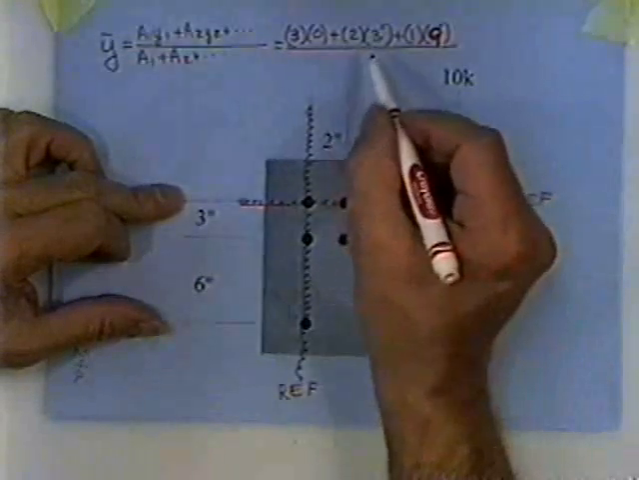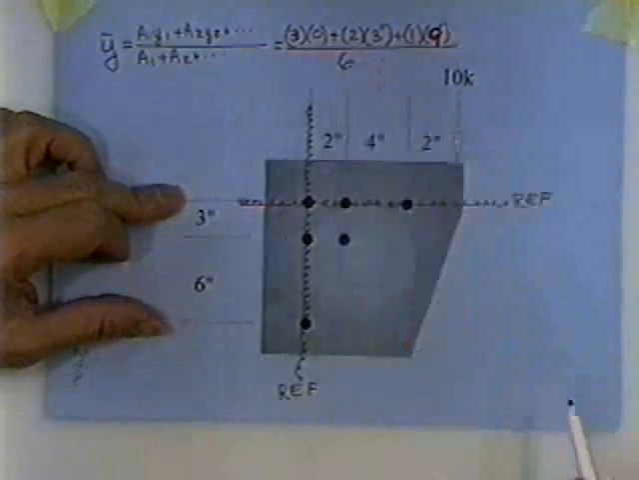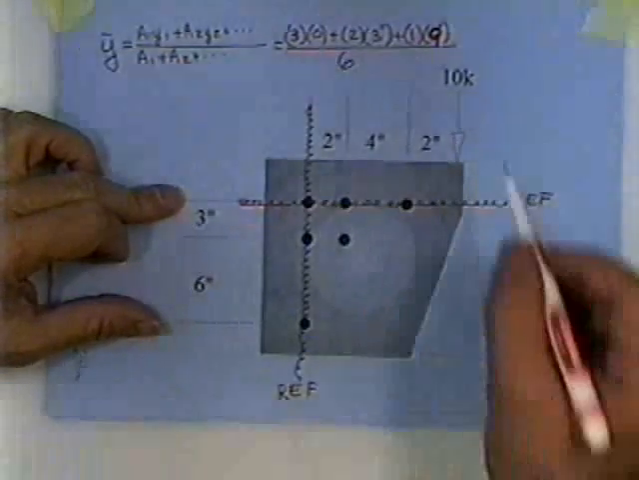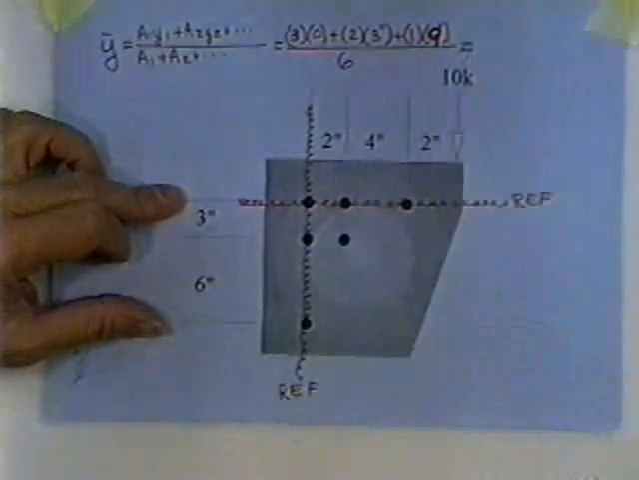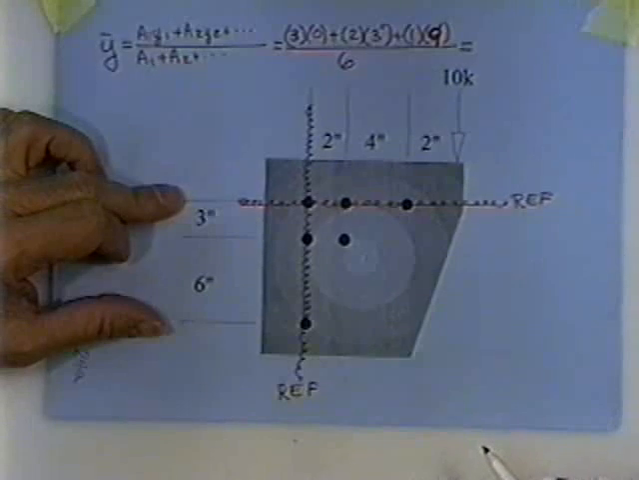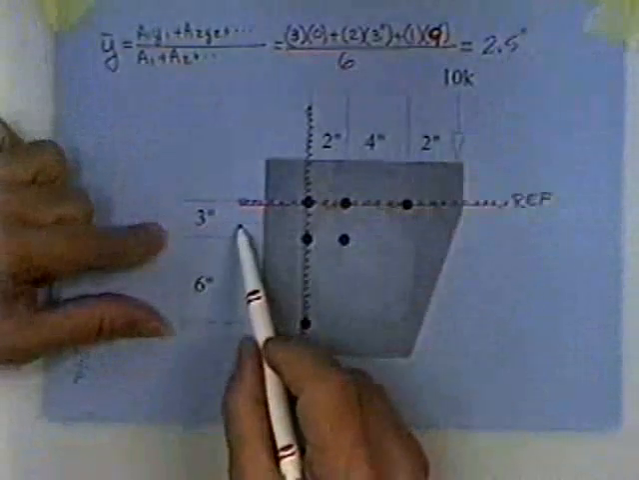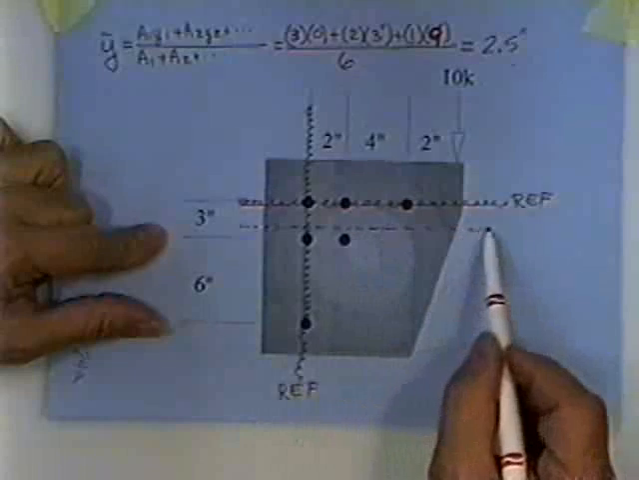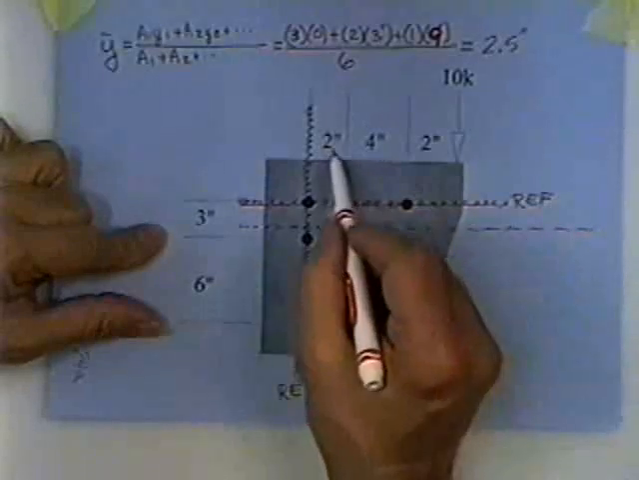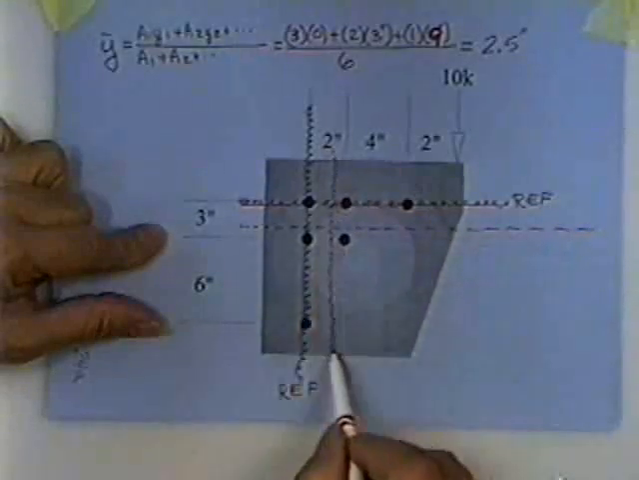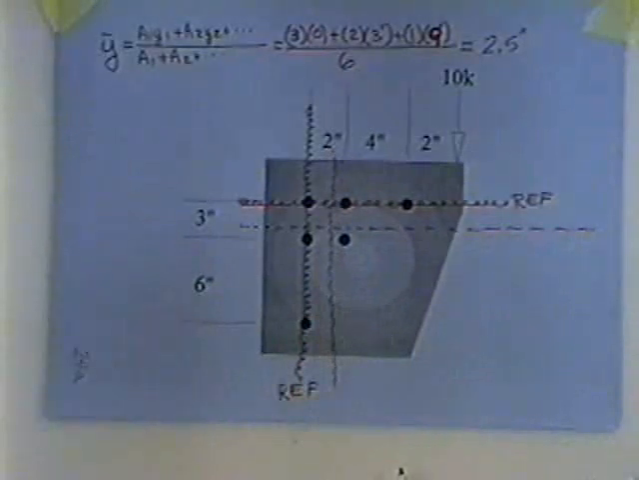Divided by, I got 6 bolts. Does that come out, Kelly? 6 plus 9 over 6. About 2.5. Correct. 2.5 inches. That's where the centroid of that bolt group is, right through there.